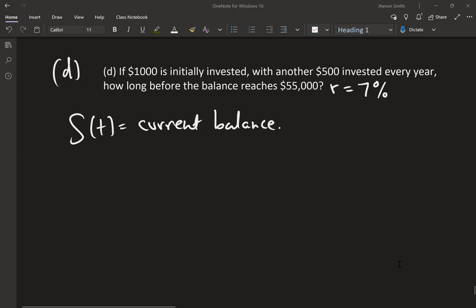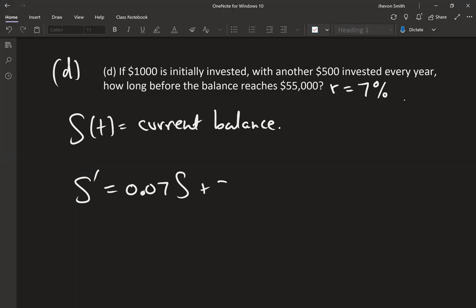Okay. So gave me the differential equation. S prime equals 0.07S plus 500, right? That's the ODE. Now, what's the initial condition? Because you always want to talk about that. What is the initial condition?